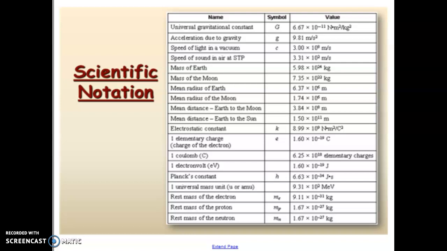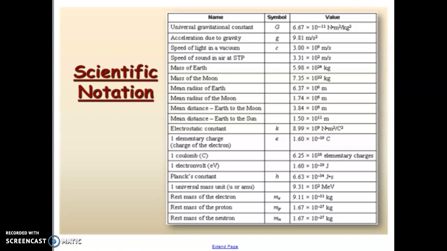Okay, everyone, so we're going to go over something known as scientific notation. A lot of the times when we're dealing with numbers in science, you can be dealing with very, very large numbers or very, very small numbers. So for example, the mass of the moon, right? It's not going to be a small number. It's not going to be like 100 grams.